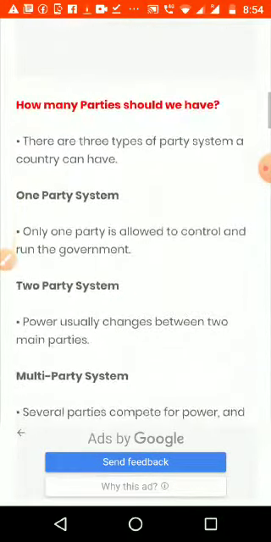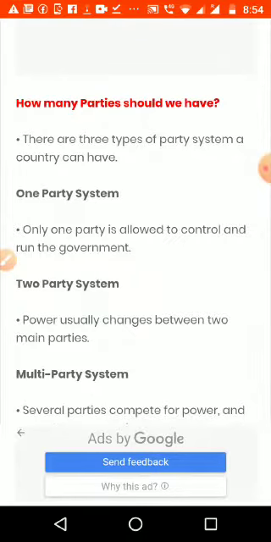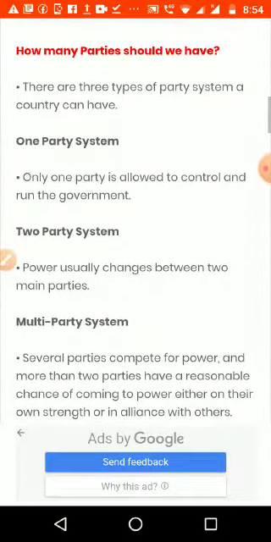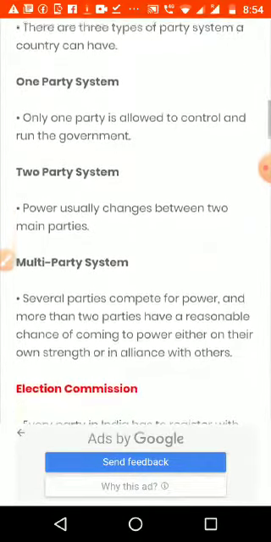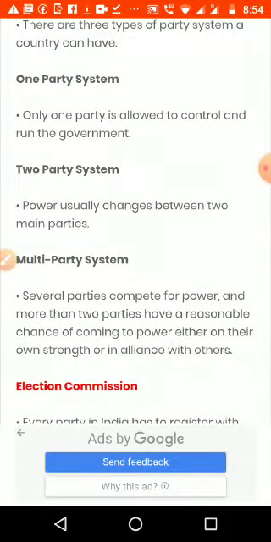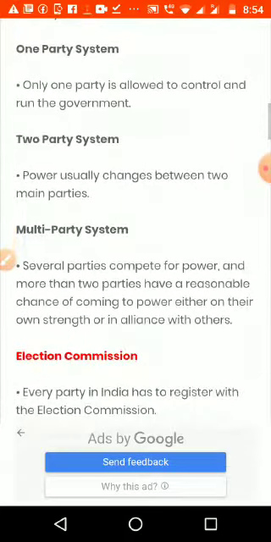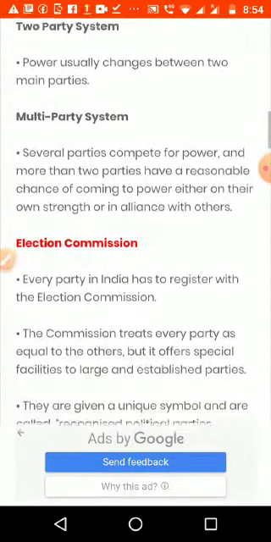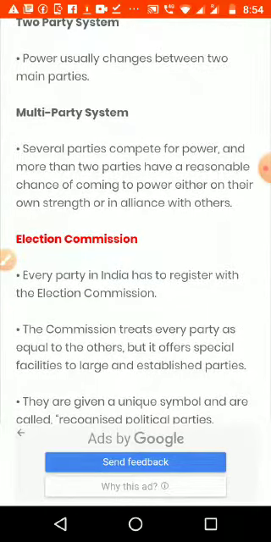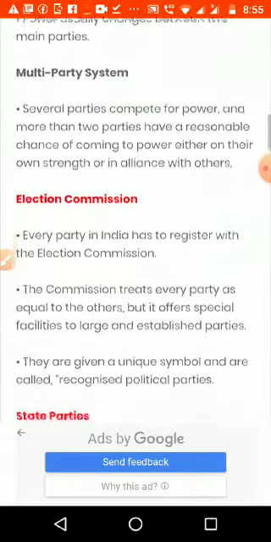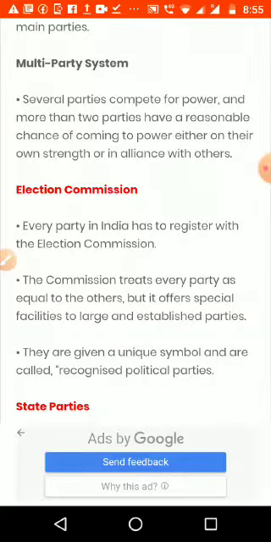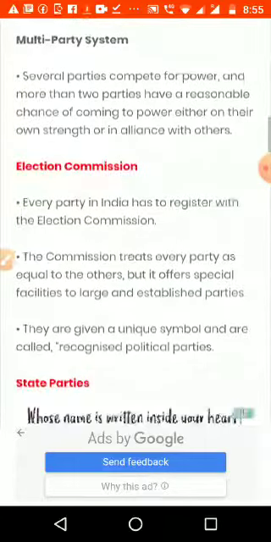How many parties should we have? There are three types of party systems in the country. One party system: one party is allowed to control and run the government. Two party system: power usually changes between two main parties. Multi party system: several parties compete for power and more than two parties have a reasonable chance of coming to power either on their own strength or in alliance with others.